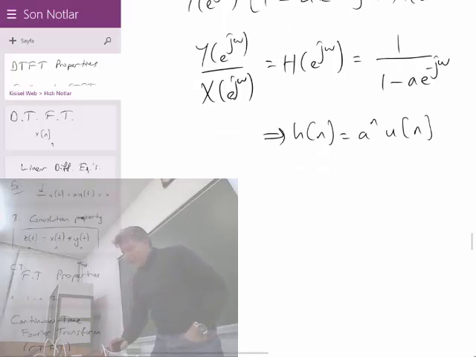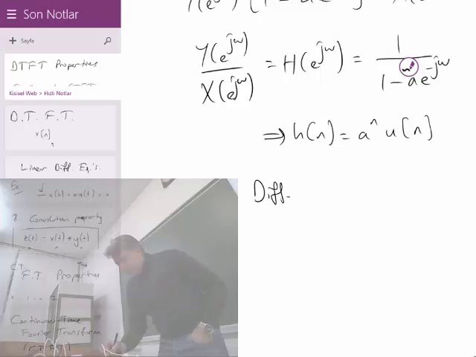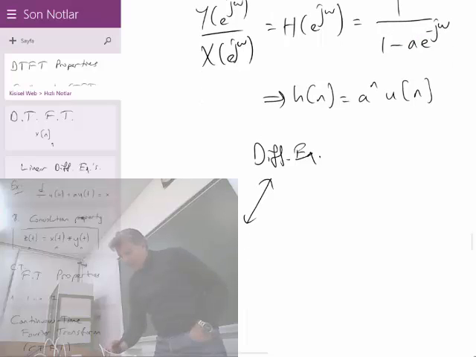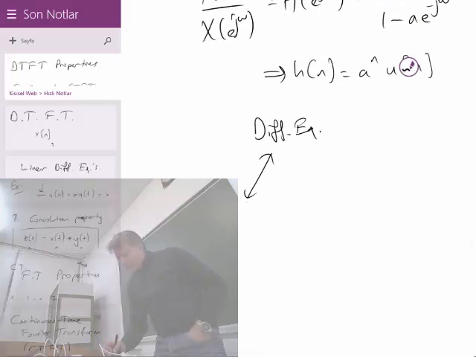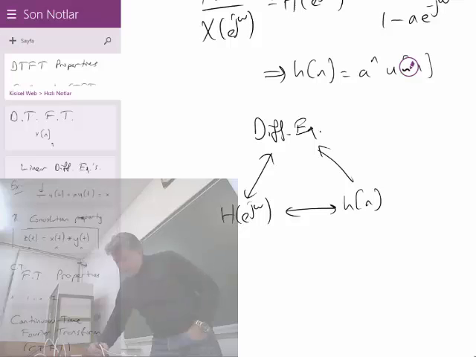So what do we have now? We have difference equations at one side of the triangle, we have the Fourier transform H of e to the j omega at another side of the triangle, and we have h of n at the other side of the triangle. So the question may start from any of these. I can give you, for example, the impulse response of the system, and I ask you, what is the difference equation there?